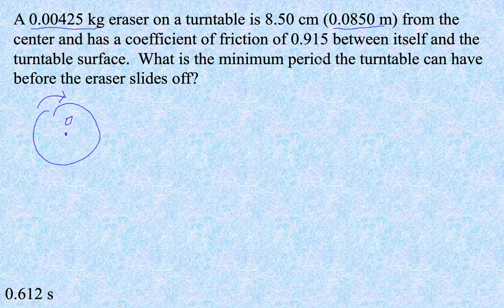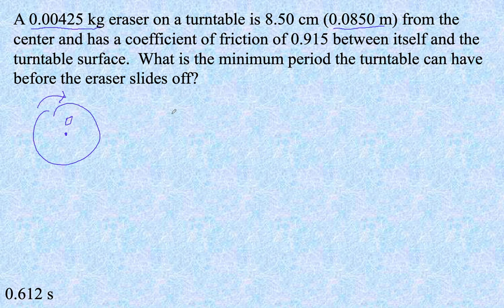What is the minimum period the turntable can have before the eraser slides off? So if you spin it really fast, that is, the period is really small, the eraser will fly off. If you spin it really slowly, that is, the period is really large, it can stay on there. So this is at least somewhat interesting.